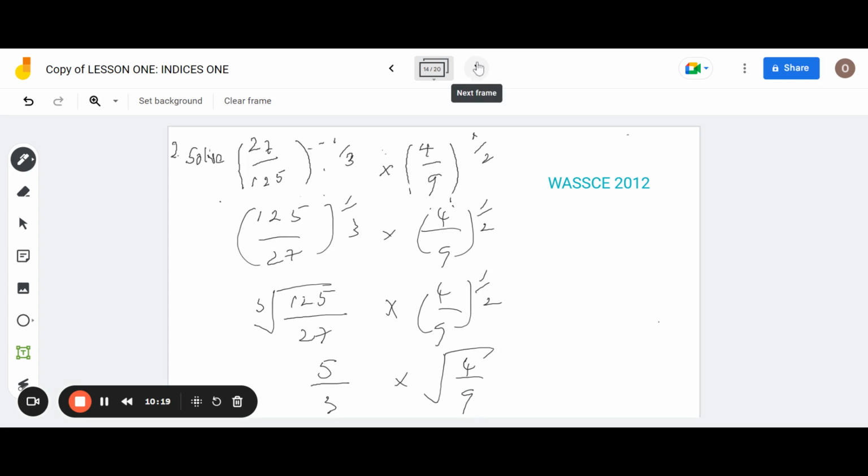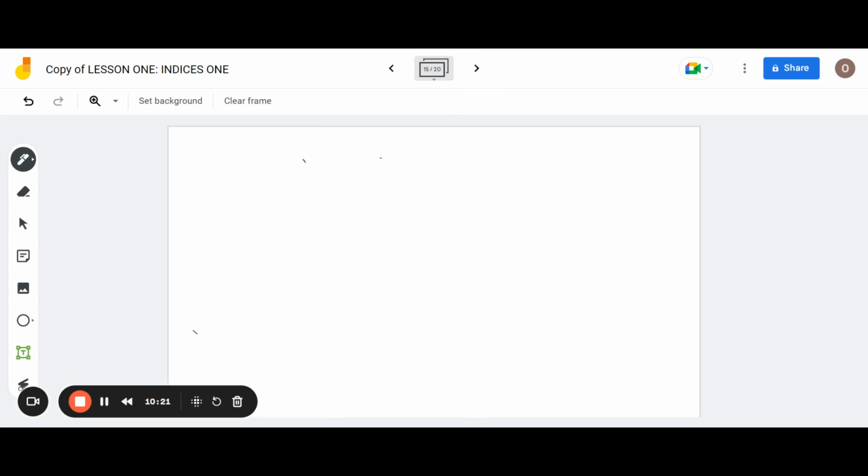So let's go to the next page. That gives us 5 over 3, times 2 over 3.